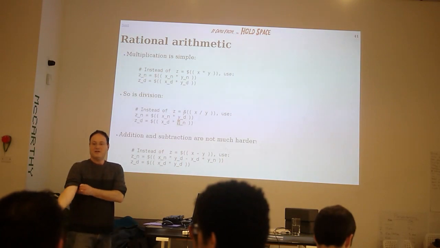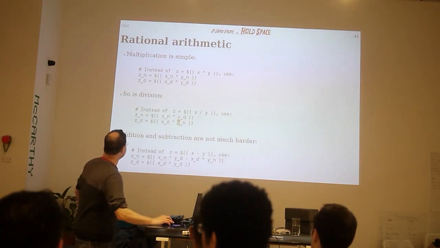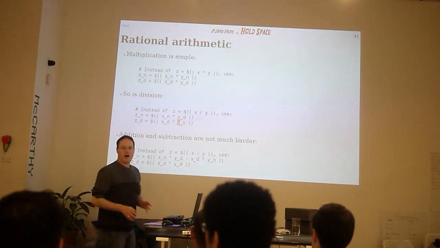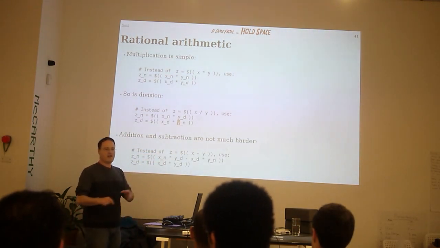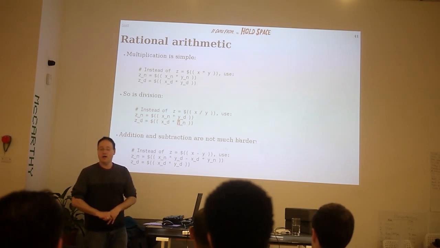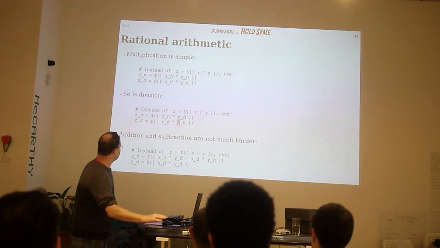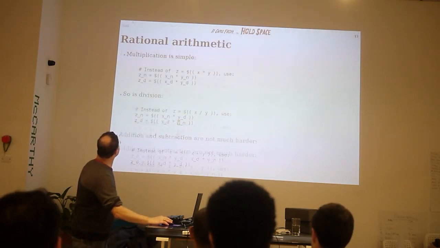All right. So let's see. Then addition and subtraction are a little more complicated, but not too much. It turns out that it's this. And if you actually write it down on paper, you'll say, oh yeah, of course, it's that. The denominator is just as simple. And then let's see, where do we go from there?